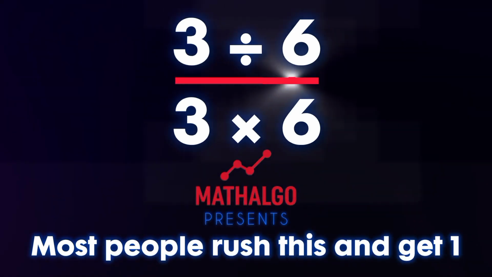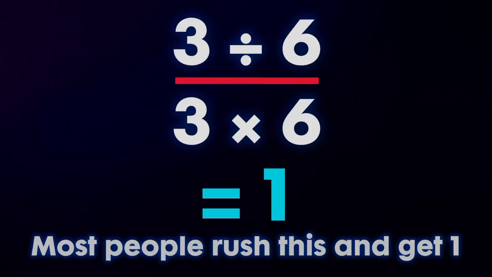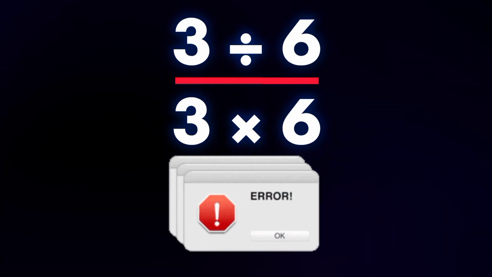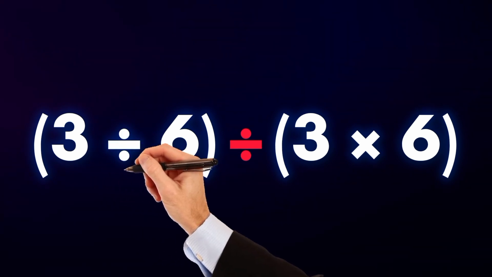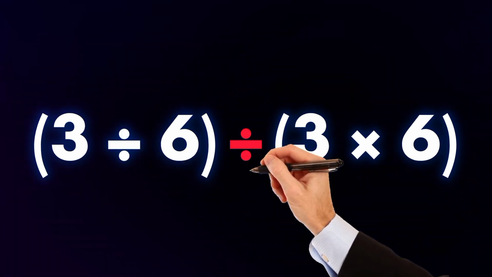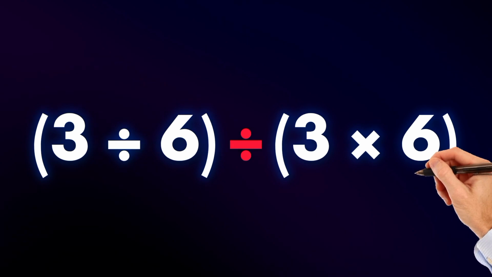Most people rush this and get 1. That answer is wrong. First, put everything on one line. 3 divided by 6 divided by 3 times 6.